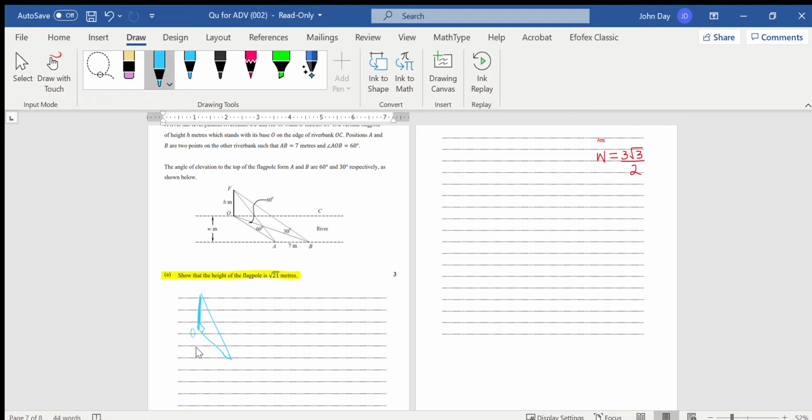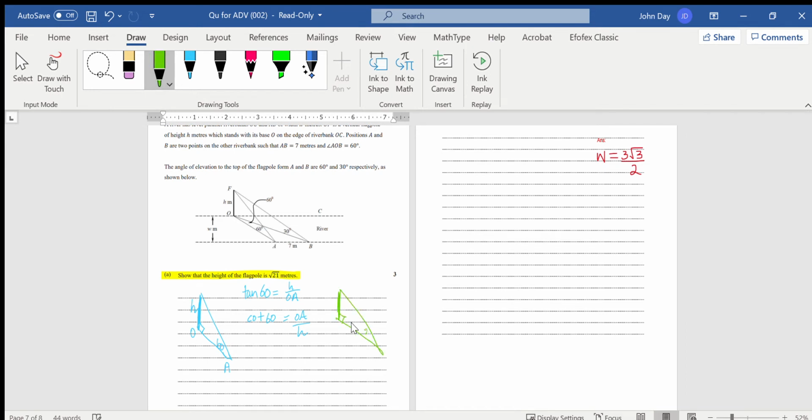It's got OA, which I'd like to know the length of. It's got 60 down there, and it's got H in it. So I'm just going to say that tan 60 is equal to H on OA. Or if you like, cot 60 equals OA on H. Just flipped it over.